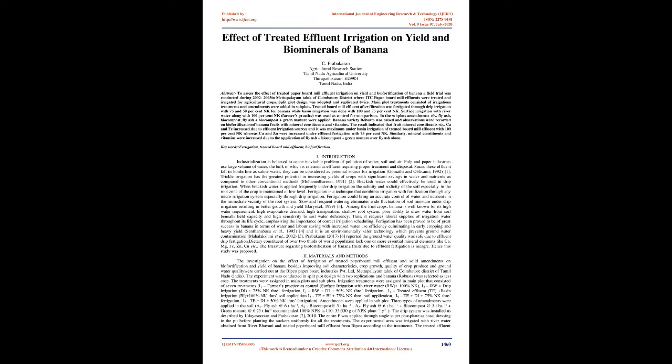Brackish water could effectively be used in drip irrigation. When brackish water is applied frequently under drip irrigation, the salinity and sodicity of the soil, especially in the root zone of the crop, is maintained at low level. Fertigation is a technique that combines irrigation with fertilization through any micro-irrigation system, especially through drip irrigation. Fertigation could bring an accurate control of water and nutrients in the immediate vicinity of the root system. Slow and frequent watering eliminates wide fluctuation of soil moisture under drip irrigation, resulting in better growth and yield.